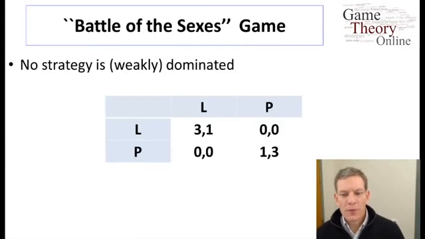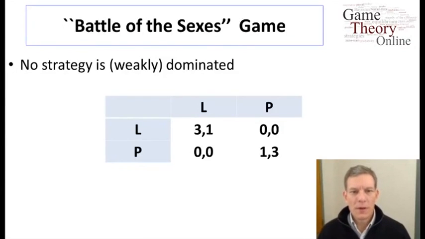Okay, so let's look at a couple of examples and get some feeling for equilibria. So here is the Battle of the Sexes game that we talked about just a little bit ago. Here we have no dominant strategies. The decision of the row player depends on what the column player is doing. So if they want to go, whether they choose L or P depends on whether they think the other player is going to choose L or P.